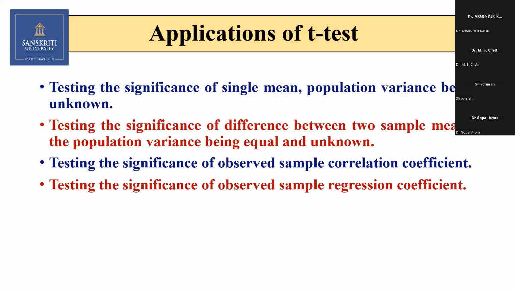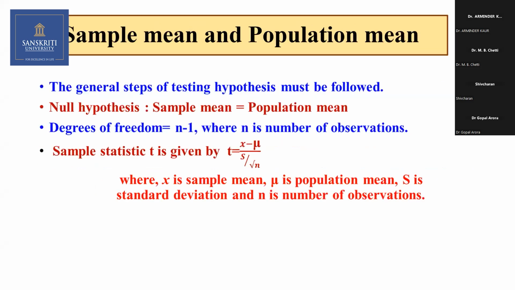The application, I have already told you, you can compare a single mean versus the population mean, with the population variance being unknown, or test whether there is a significant difference between two sample means, where the population variances are equal and unknown. Testing the significance of an observed sample correlation coefficient also uses the same t-test. Then testing the significance of an observed sample regression coefficient also uses this.